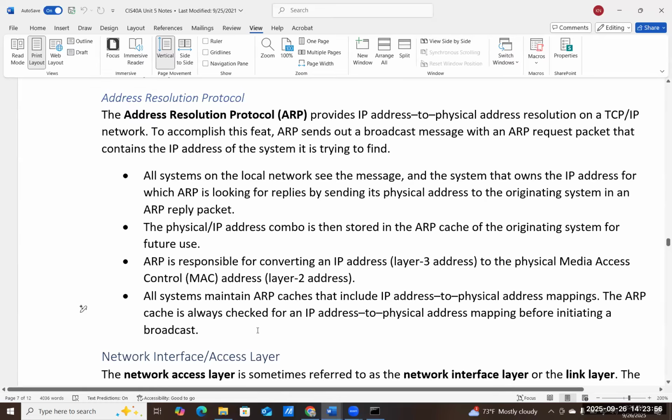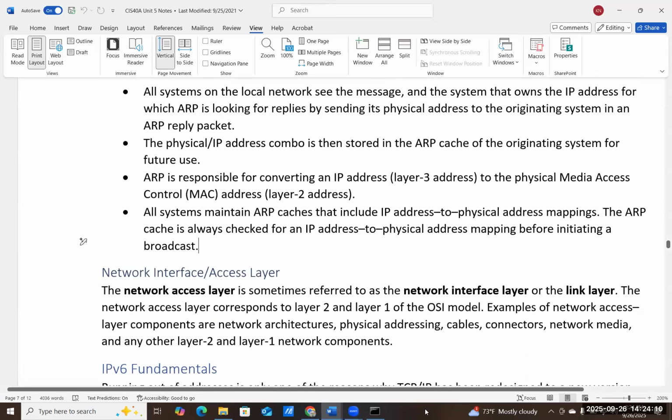So someone can get a hold of your ARP table. They can modify your ARP table if it's not protected, right? And then simply store that for spoofing purposes or other things.